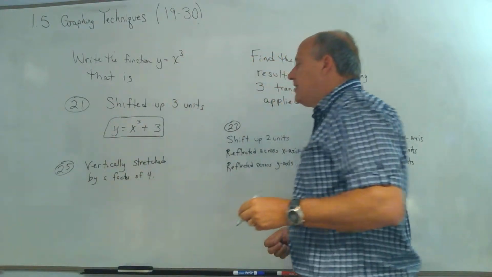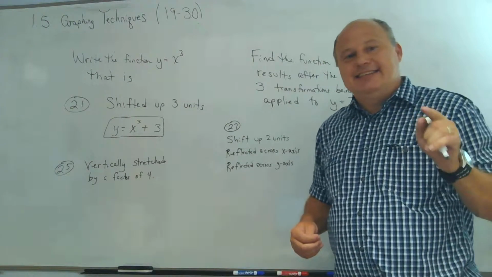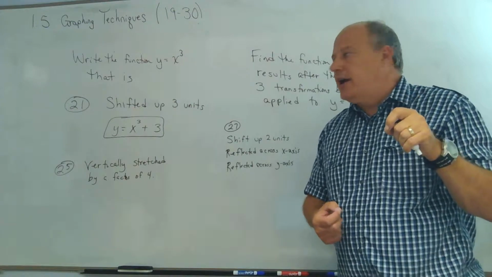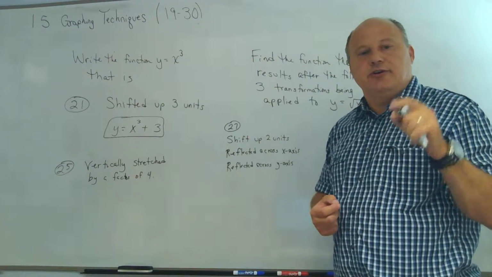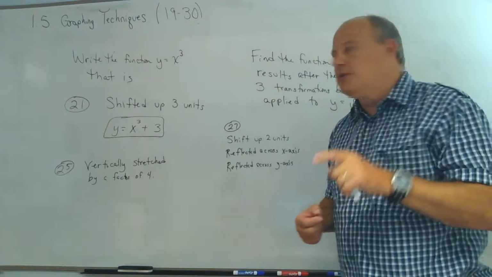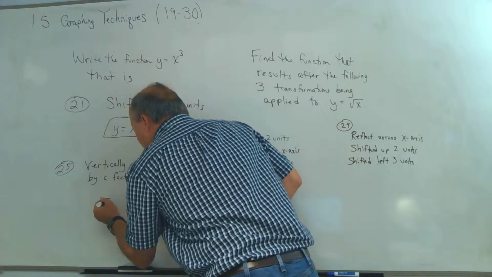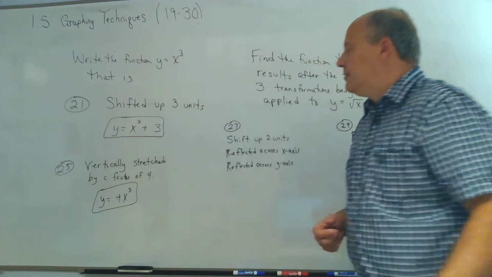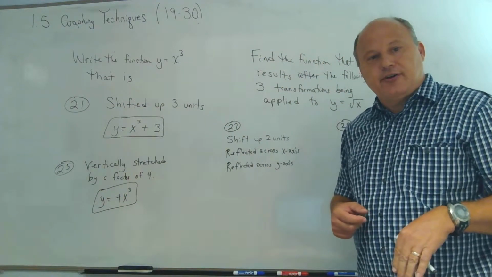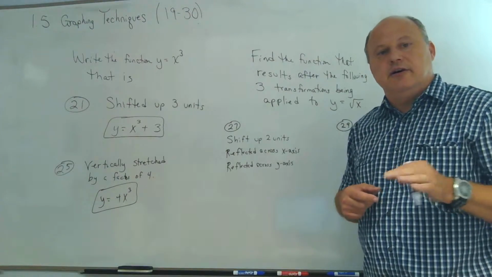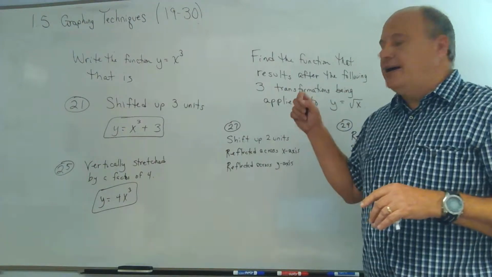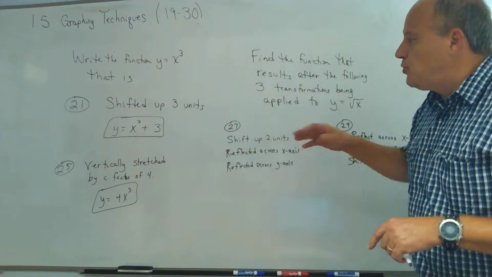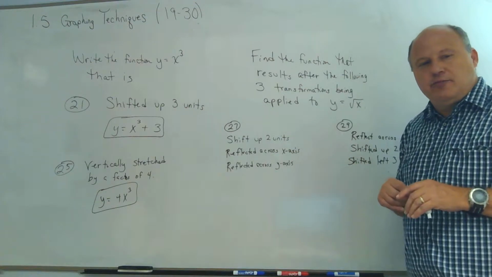On this one, it's vertically stretched by a factor of 4. Remember, that's c times f of x. And it's stretched, so c is more than 1. It's vertically stretched by a factor of 4, so you've got to multiply 4 times the function. So it would be y equals 4 times x cubed, and that is the answer to that one. If it said vertically compressed by a factor of 4, it would be 1/4 of x cubed. But this one's stretched, so it's more than 1, so it's 4 times. So that's 25.